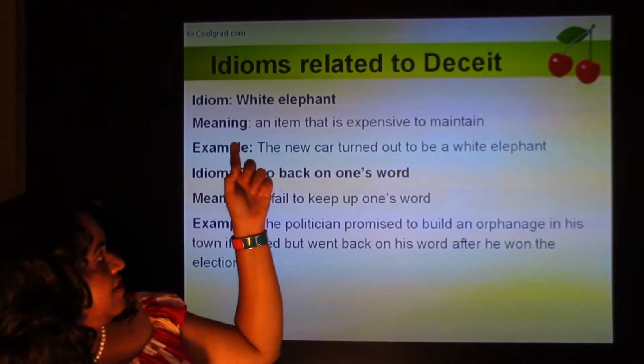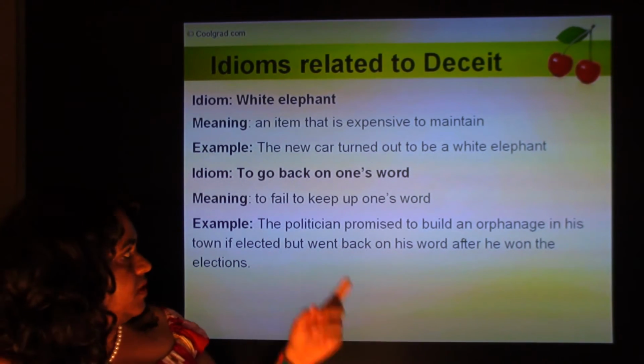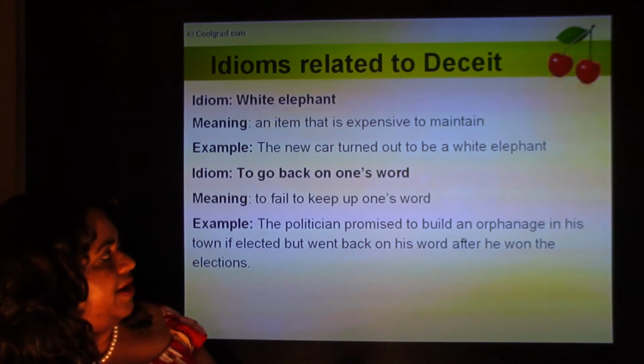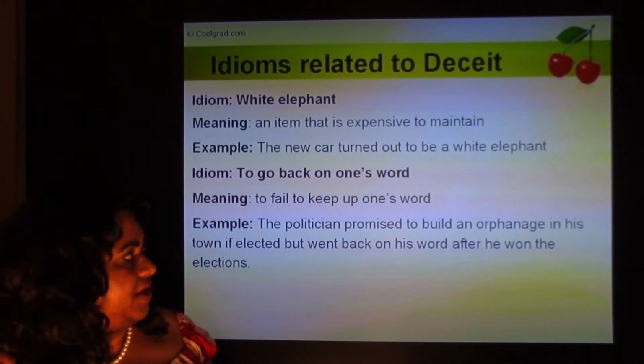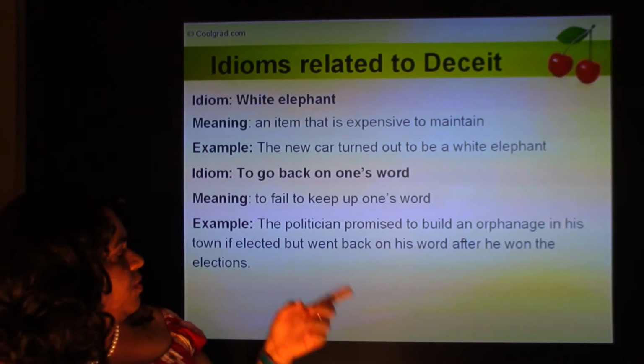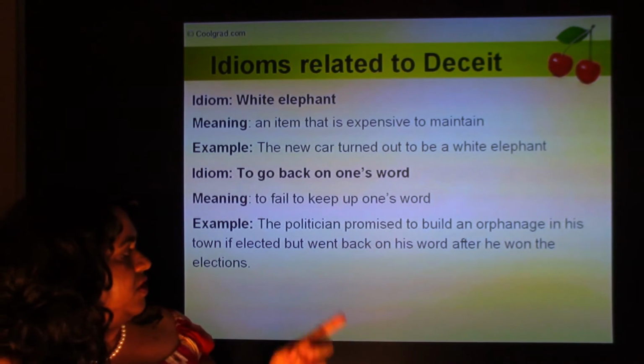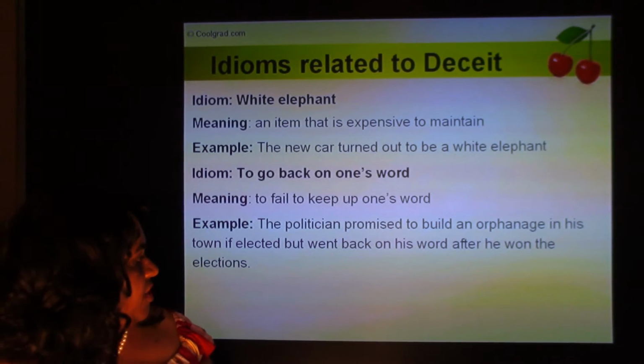Idioms related to deceit, some more. White elephant, an item that is expensive to maintain. The new car turned out to be a white elephant. It turned out to be harm in disguise. To go back on one's word, to fail to keep up one's word. Example, the politician promised to build an orphanage in his town if elected, but went back on his word after he won the elections.